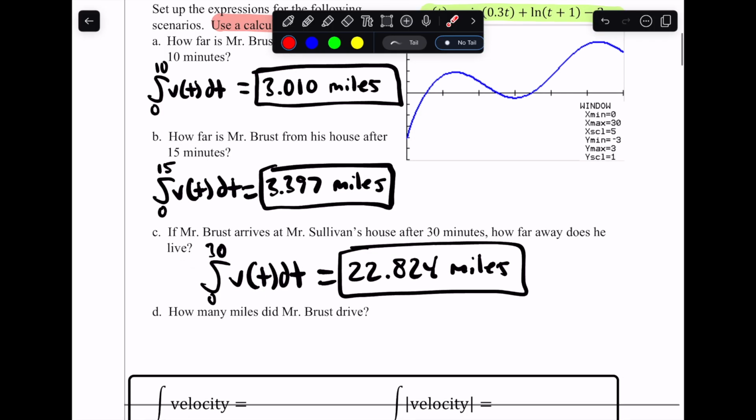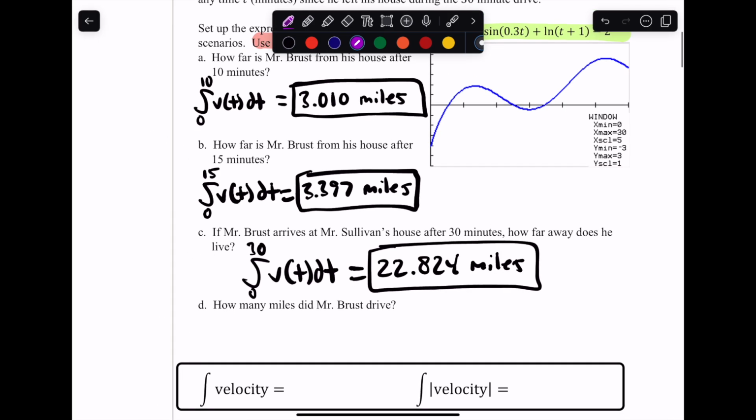For Part D, how many miles did Mr. Brust drive? The thing that makes this a little bit more challenging is thinking about it is possible that maybe he did not drive directly to Mr. Sullivan's house. Maybe there is some positive direction and negative direction.